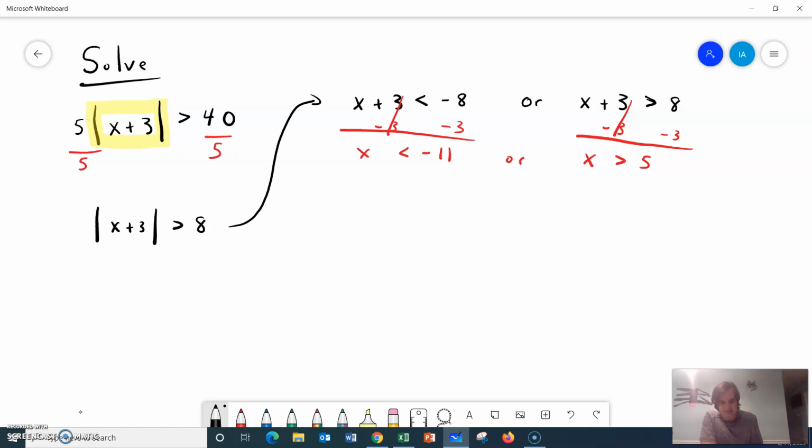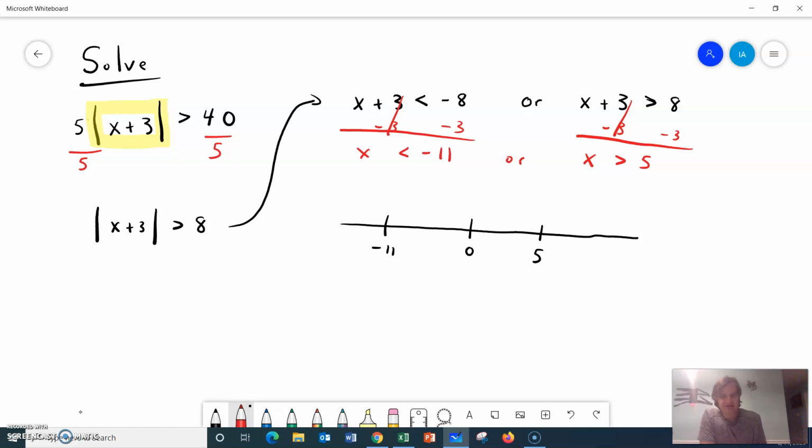So we're going to take our two inequalities and put them on a number line. So I have three things. Well, I always have 0 on my number line. I like to put that in. But I have two numbers here. I have negative 11, which is to the left of 0, and I have 5, which is to the right of 0.